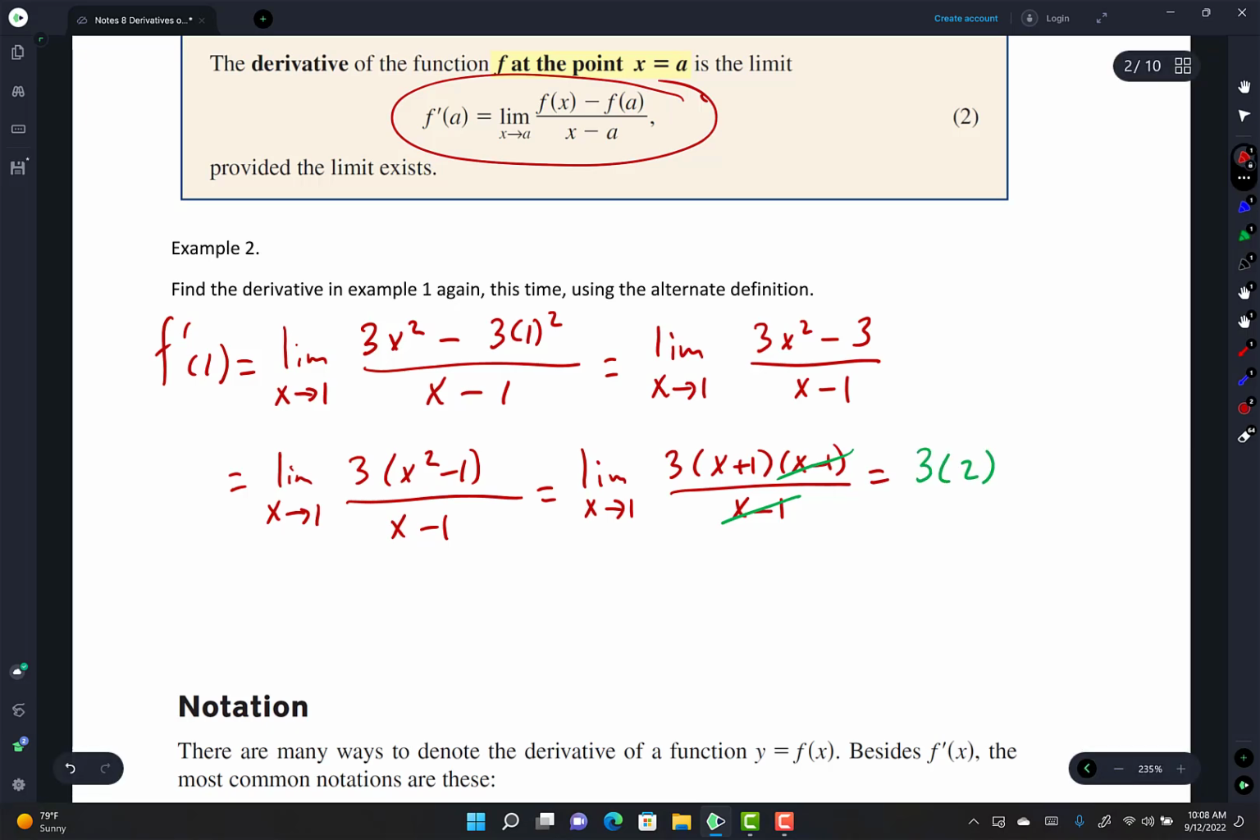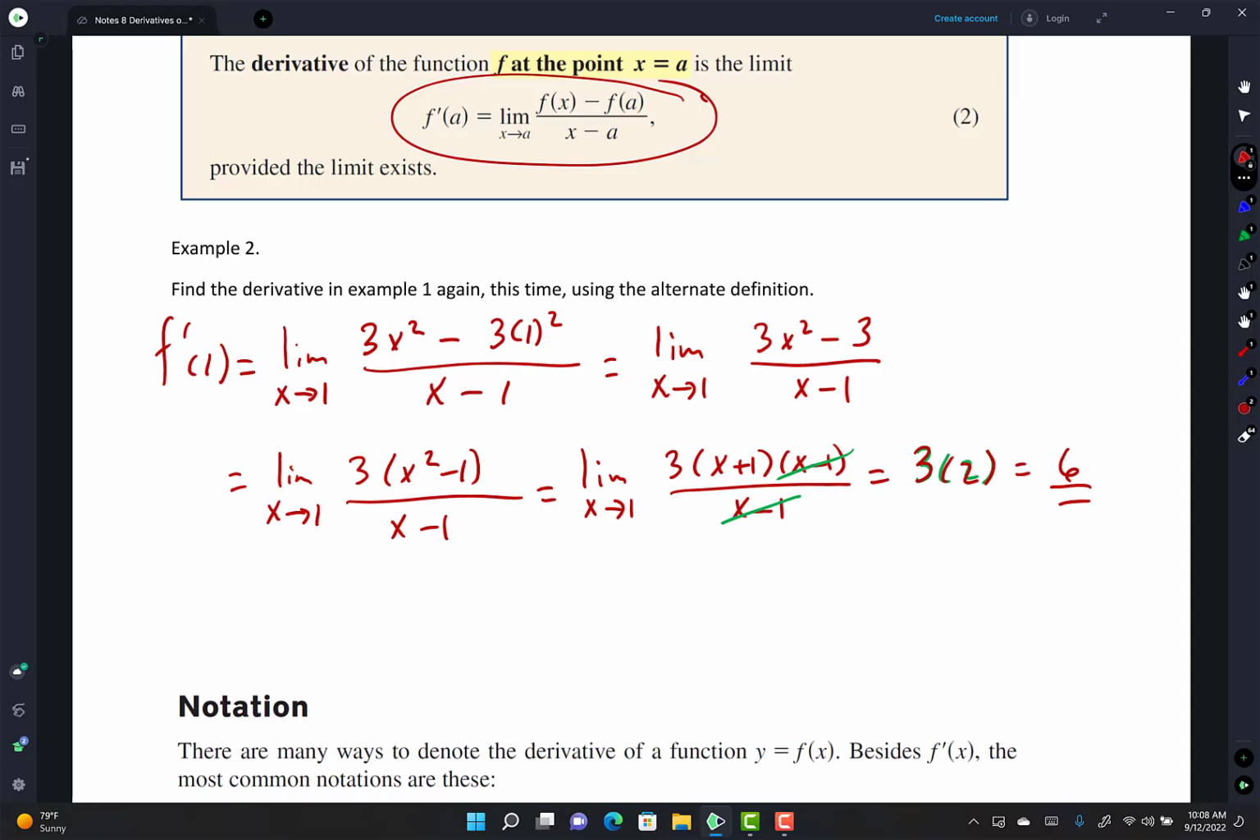How did it change colors? I don't even remember changing the color to green. 6. Isn't that the same thing I got for f prime of 1? Yeah. I don't know if I have enough space there to do f prime of 2 and f prime of 3. So maybe we'll just do one of them.